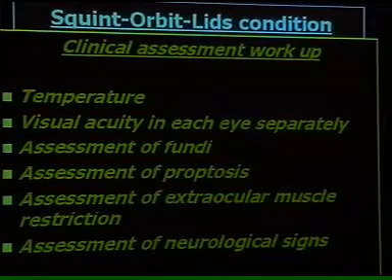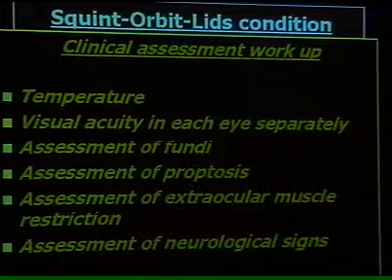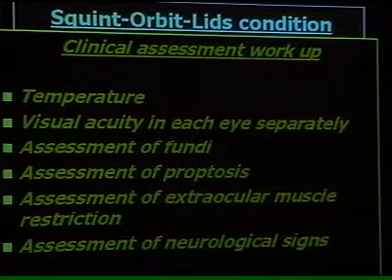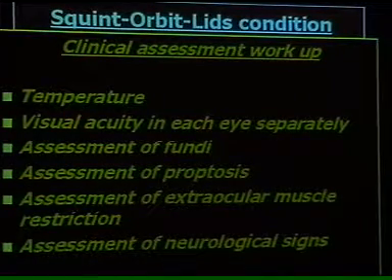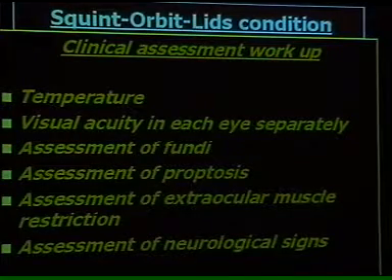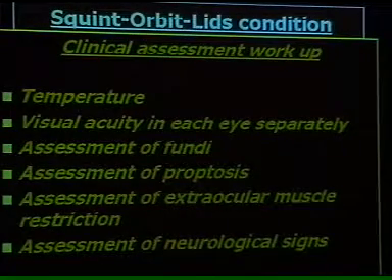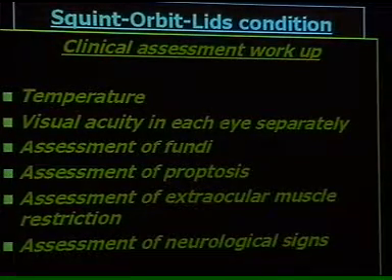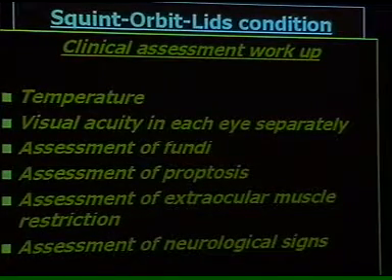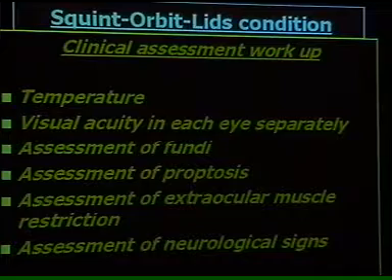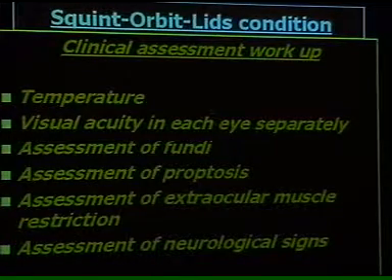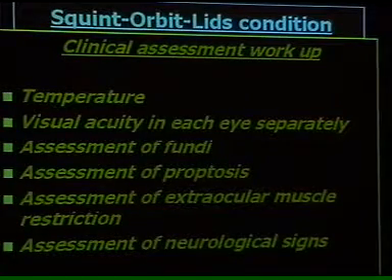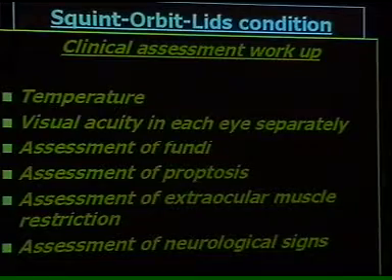Now, what do we do during the clinical assessment of such a patient? We need to check the eye temperature, which is raised in inflammatory process. Visual acuity, if the eye can be opened, can be checked. Fundus examination is very important, and proptosis measurement. Measurement of the proptosis gives you an idea of deteriorating condition or improvement in the general condition. So that could be very helpful. And movement of the eyeball, the extraocular muscles should also be assessed, and neurological signs.